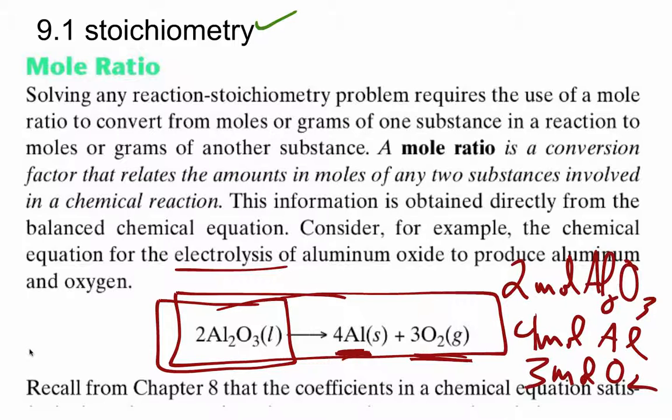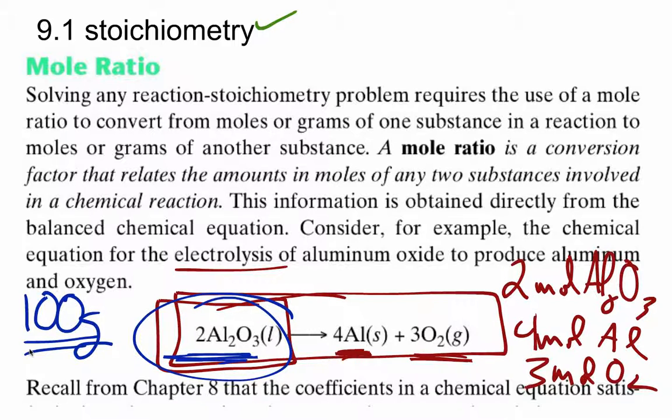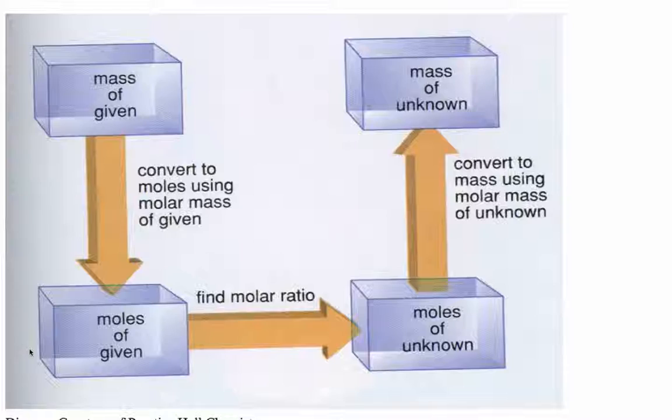What that's going to allow us to do is to convert from any amount in the balanced equation to another one. So say we started with 100 grams of our reactant, aluminum oxide, and we wanted to know how much aluminum we would produce. Well, we could convert this into moles, use that mole-to-mole ratio, and then convert this out again into a mass. And that looks kind of messy, so let's look at a chart of how to do this.